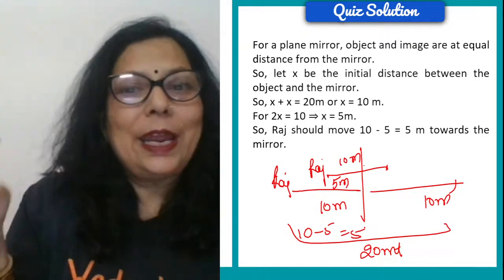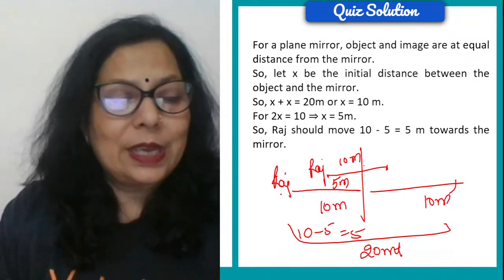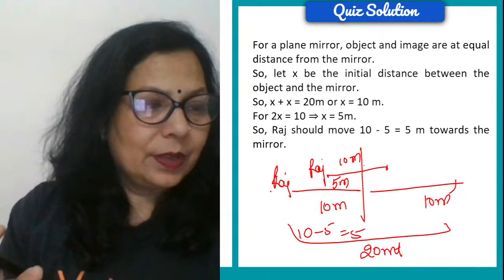If the object had to be 8 meters, then 4 and 4 is 8, so 10 minus 4 is 6, so Raj will have to move 6 meters towards the mirror.